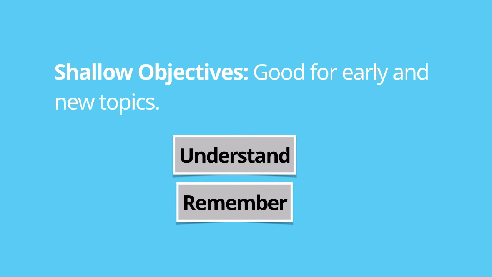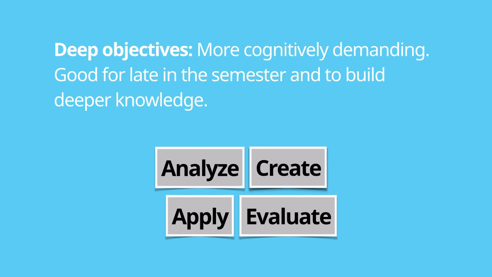Remember and understand are considered shallow levels. These make great objectives for early in the semester or when you're starting out on an entirely new topic. At the top, we have evaluate and synthesize. These are deeper levels and are more cognitively demanding. We'll use these when we know our learners have a grasp of the material and sometimes for the end of a unit. So let's look at examples of both.